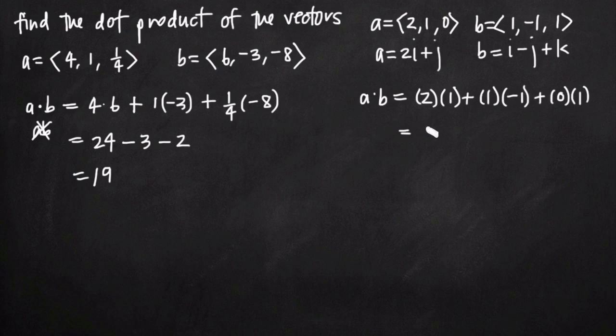If we simplify, we'll get 2. 1 times -1 is -1. 0 times 1 is 0. 2 minus 1 plus 0 is just 1. So our dot product of these two vectors, a and b, is just 1.